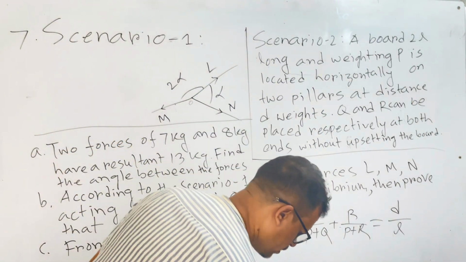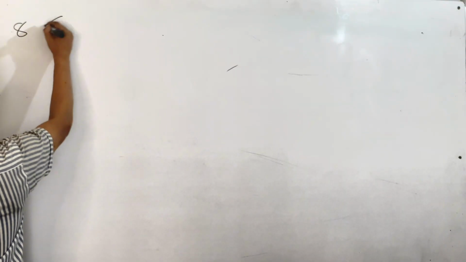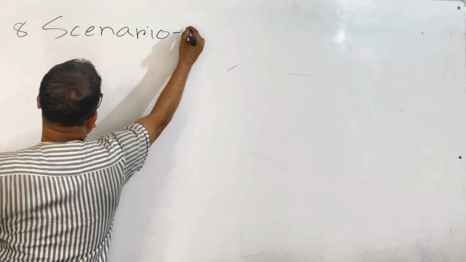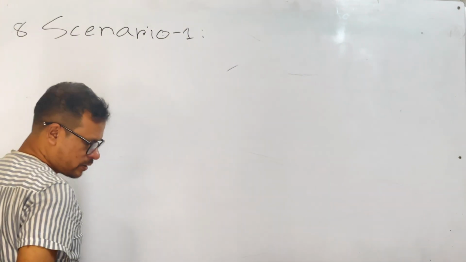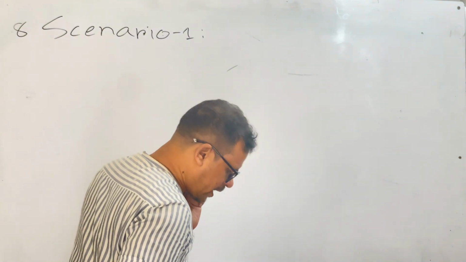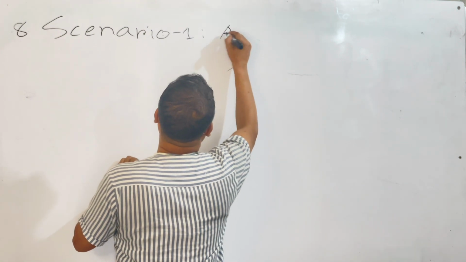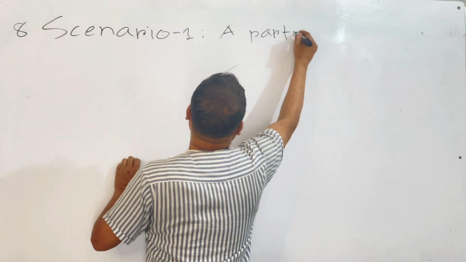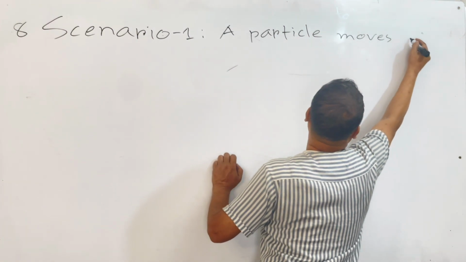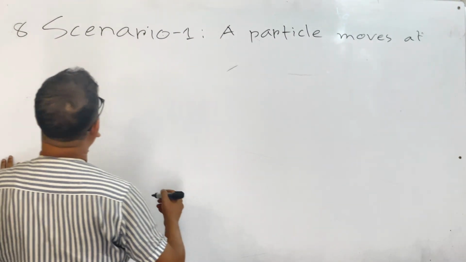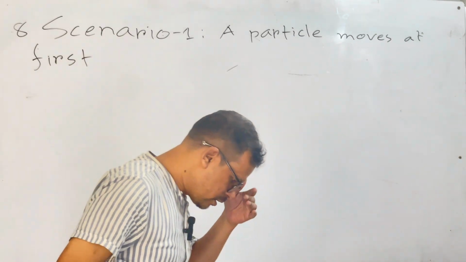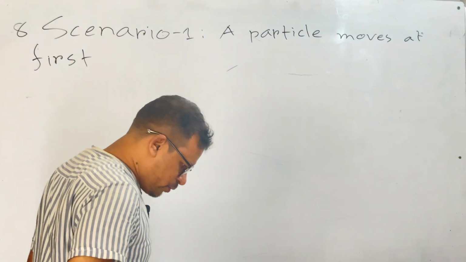Okay, now question number 8. Scenario 1: a particle moves at first at the uniform acceleration.